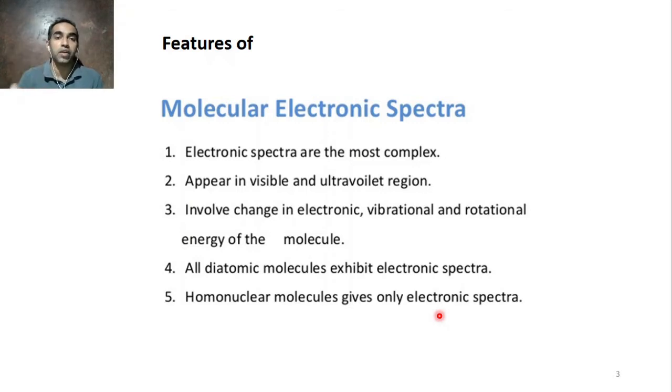For example, N2 and O2, it may be hydrogen. They are IR and microwave inactive, but they are UV active.